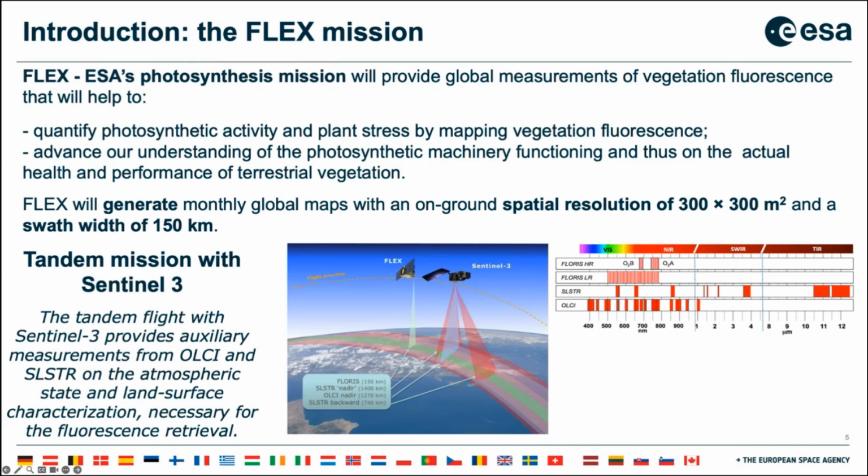What has to be noted here is that this is the first tandem mission between two different satellite missions. For Sentinel-3, for instance, we had a tandem phase where you cross-calibrate the two units of the same satellite mission, but it's the first time that we will have two different satellites flying in tandem. And FLEX needs this auxiliary information from Sentinel-3 for the retrieval of fluorescence. So we need the data from the OLCI and the SLSTR on the atmospheric state and land surface characterization to retrieve fluorescence.